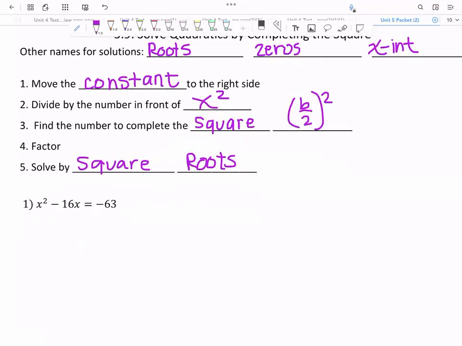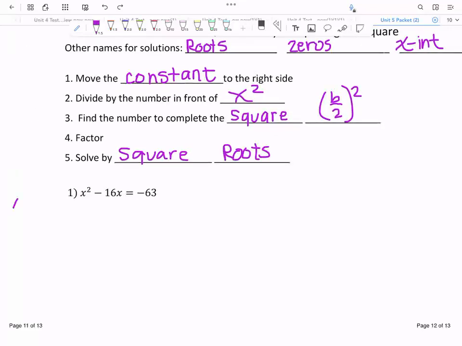So on this first one, our constant is already on the other side. There's no number in front of x squared. So we're going to find the number to complete the square, which is b over 2 squared. So we do negative 16 over 2 squared, which is negative 8 squared, which gives us 64.